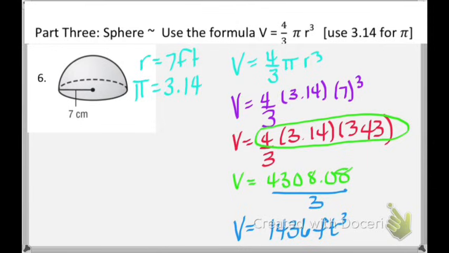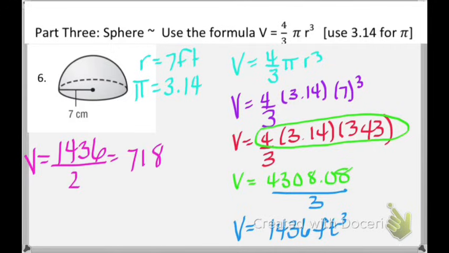I just found the volume of the whole figure. But right here I only have half. So I am not finished. I have to go back and I have 1,436. And I need to divide it by 2 because really I'm looking at half of the sphere. So to find the true volume of half of a sphere, when I divide it by 2, I get 718 cubic feet.